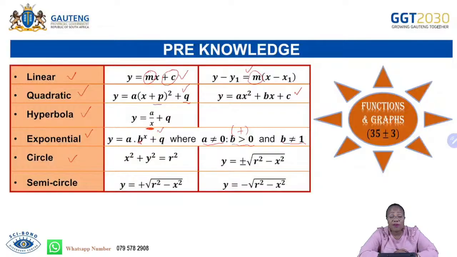Okay, the next graph we have is a circle. With the circle, we have two notations. When we have a full circle, we can use the same notation as the Pythagoras theorem. That is your x squared plus y squared equals r squared. But in this case, we are talking about the full circle, grade 12.